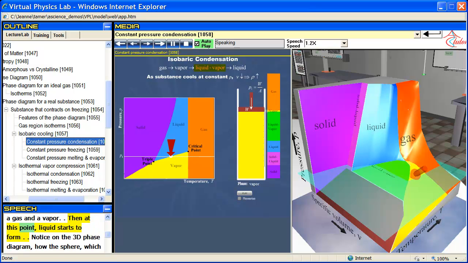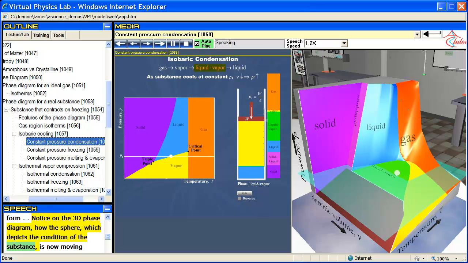Then at this point, liquid starts to form. Notice on the 3D phase diagram, how the sphere, which depicts the condition of the substance, is now moving within the liquid-vapor region. When the liquid is first formed, the substance develops a meniscus or surface. The meniscus separates the liquid on the bottom from the vapor on the top.